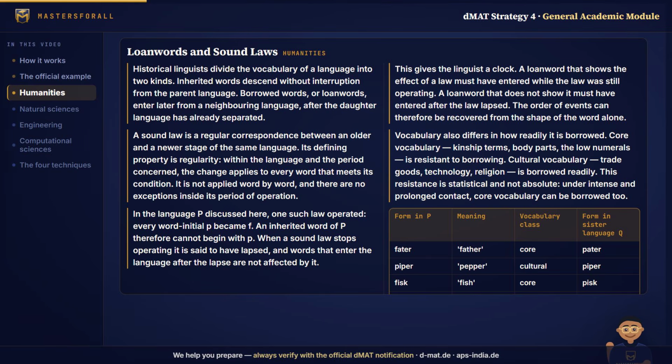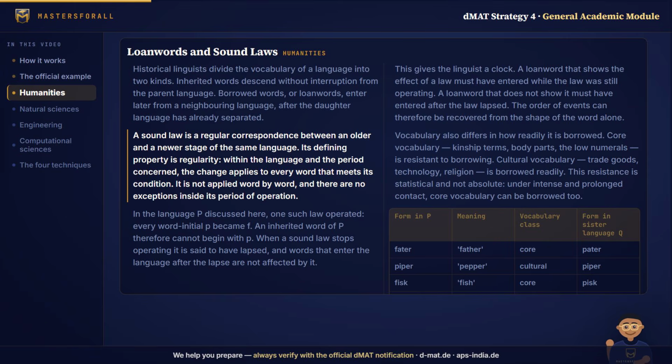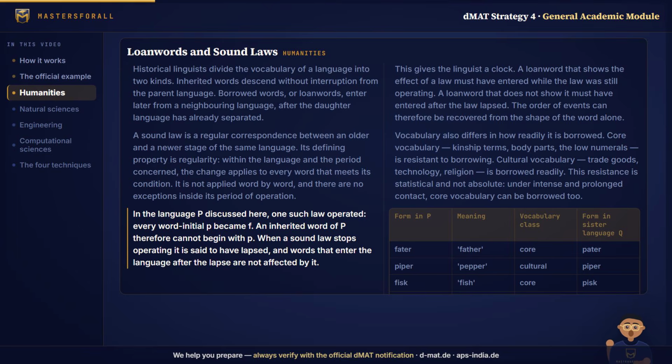I will not read all of this. It is on screen. I am marking the sentences that decide questions. Paragraph 1. Inherited words come down without interruption from the parent language. Borrowed words arrive later from a neighbor after the split. Paragraph 2. What a sound law is, and its defining property, regularity. Inside its period, it applies to every word that meets its condition, not word by word, no exceptions. Paragraph 3. The law we have. In language P, every word initial P became F.